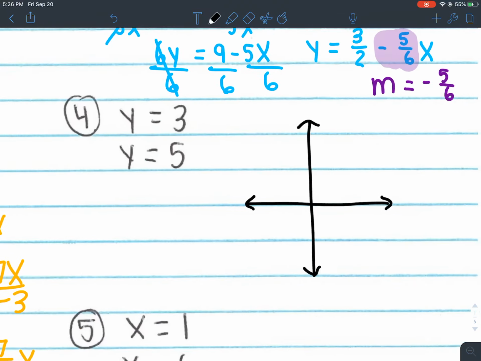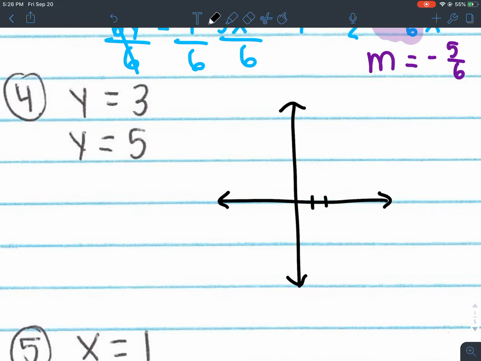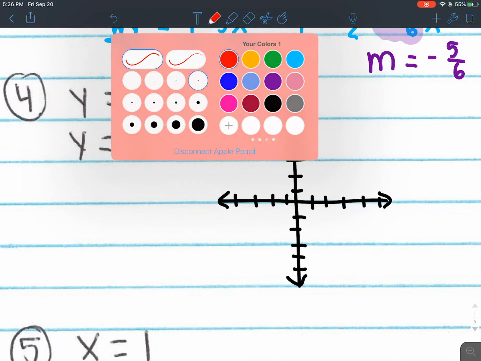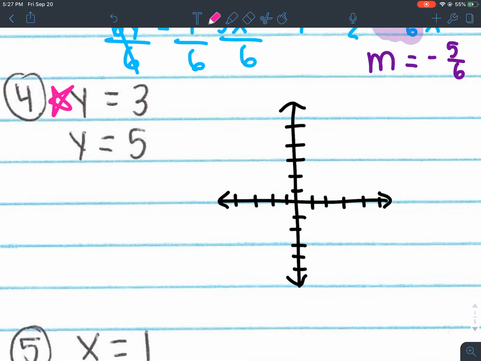Okay, so let's do number 4 first. Now number 4, I need to draw some tick marks. 1, 2, 3, 4, 1, 2, 3, 4, 1, 2, 3, 4, 5, 1, 2, 3, 4, 5. All right, so I'm going to go ahead and make my first line, the pink one, which is y equals 3. And I'm going to graph that. Now, if I'm graphing y equals 3, then I'm going to be looking at my y-axis at positive 3. And so this is going to be a horizontal line because my slope here is 0.